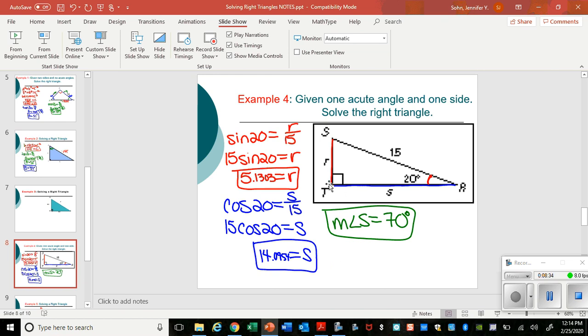And now we're going to find this side. So you're going to use the same angle, 20. To find S, you need to include S in the ratio. So you're going to solve for S. You're going to have adjacent over hypotenuse, CAH. You have to remember the ratio. And then we put it over 1 and cross multiply. So cosine 20 times 15.